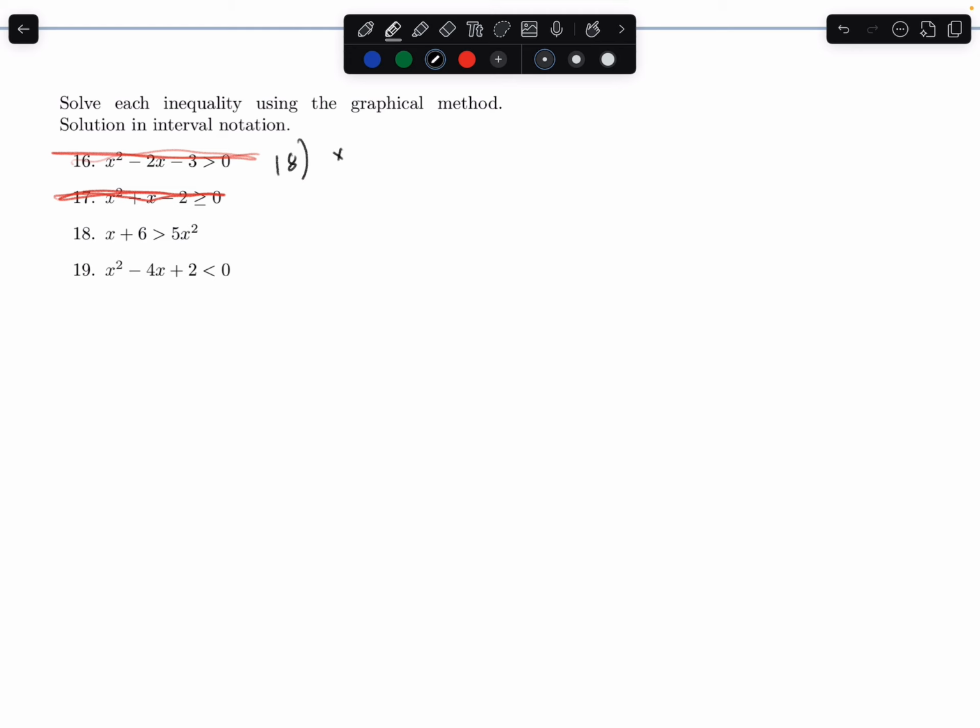Okay, number 18 is x plus 6 greater than 5x squared. First thing I'm going to do is move things to the opposite side. So move all things to one side.